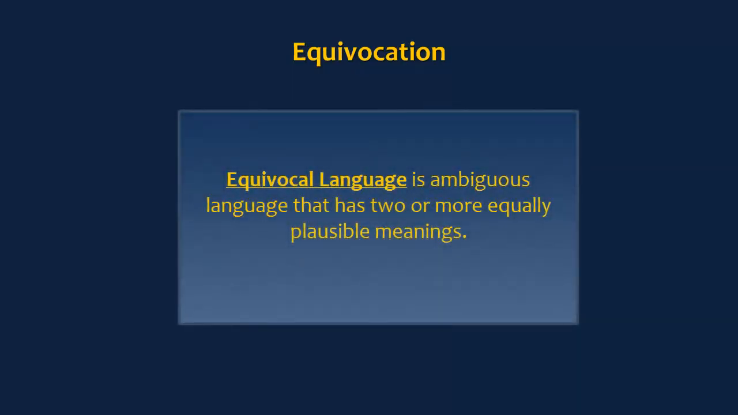Equivocal language is ambiguous language that has two or more equally plausible meanings. The following clip shows an example of equivocation.